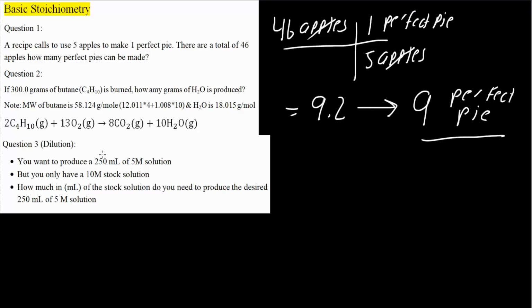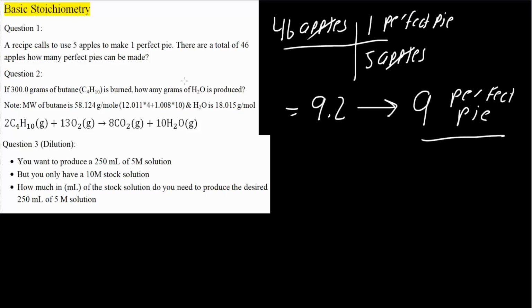In this second problem, it's more of a chemistry problem. You have 300 grams of butane, which is being burned. We want to know how many grams of H2O was produced. And the equation for burning butane is here. A side note, the molecular weight of butane is 58.124 grams per mole. Simply, the molecular weight of carbon is 12.011 times 4, because you have 4 of them, plus hydrogen, molecular weight 1.008, and you have 10 of them. The 12.011 and the 1.008 came from a periodic table. Likewise, the H2O molecular weight is 18.015 grams per mole.